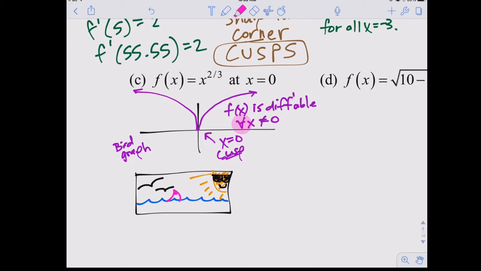Now, you could say that it's not differentiable for a couple of reasons, believe it or not. First of all, remember, to be differentiable, the slopes from the left and right have to be approaching the same number. And as you come in from the left, your slopes are what? Positive or negative?